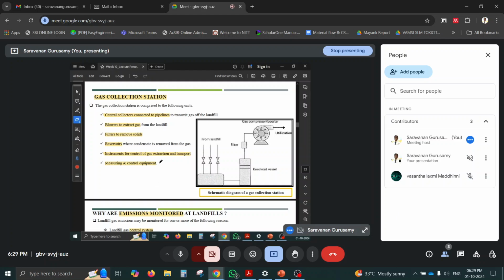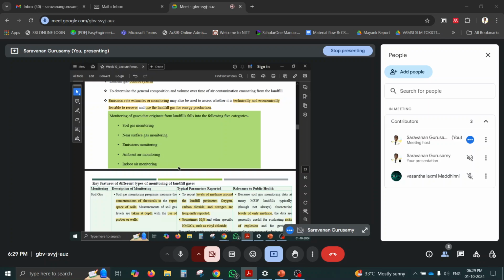Thank you so much. So again we are going to discuss the gas collection stations. The gas collection station has different components. First is the central collector, blower, and filters to remove solids. As I mentioned, solids are the major impurity present in the landfill gas. Then reservoirs to store the landfill gas if you are converting it into energy form, and then instruments for control of gas extraction and transport, and measuring and control equipment.